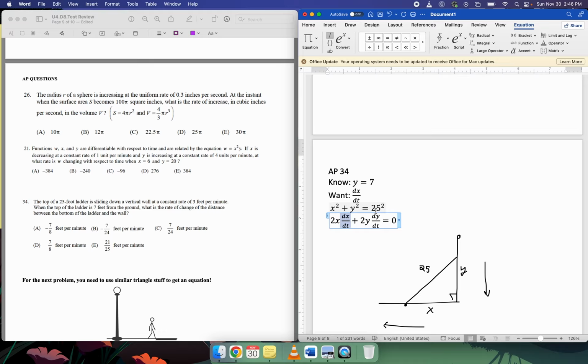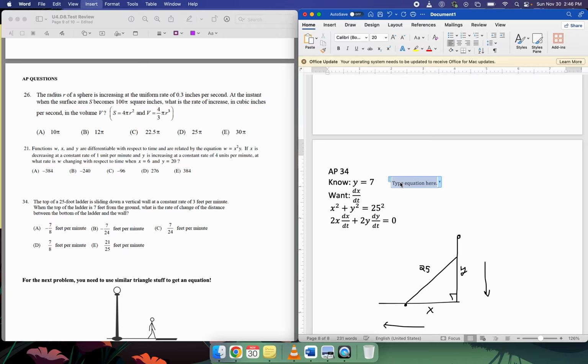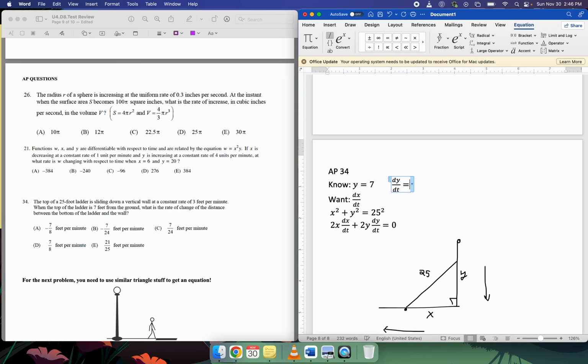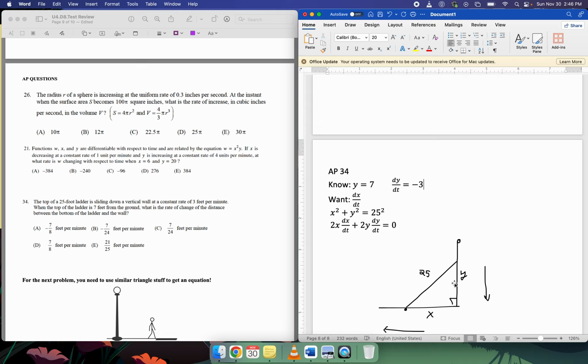Am I missing something? I think I'm missing something, right? The ladder is sliding down the vertical wall at a constant rate of 3 feet per second. So that means that dy/dt is -3. Negative because this side of the triangle is decreasing by 3 feet per second. So dx/dt is what I want. Do I know everything else? No. I don't know what x is. I need to figure out what x is.